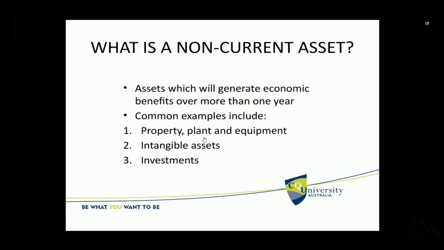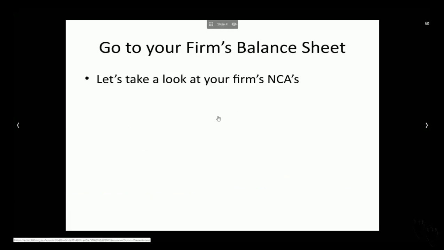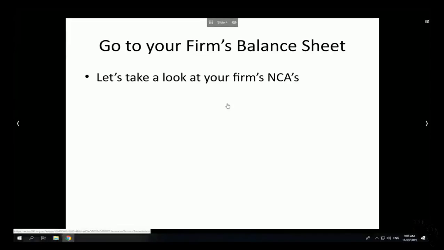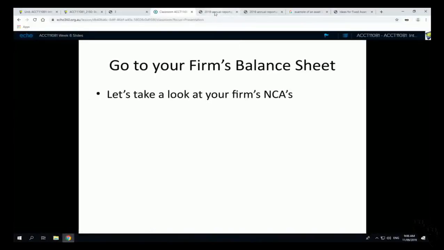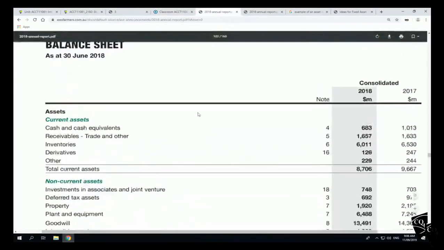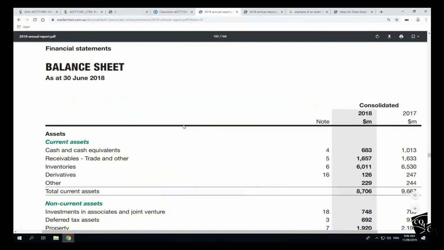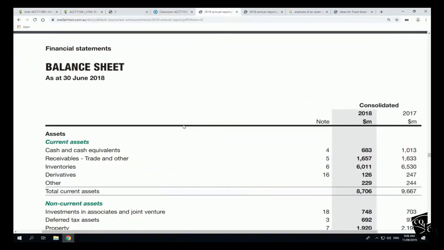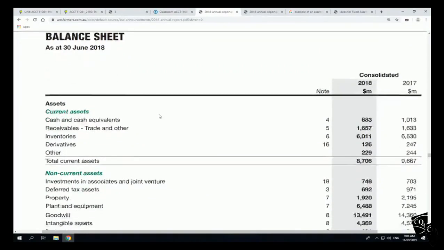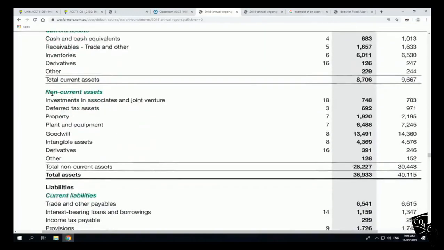And I'll show you Wesfarmers as well. So there are common types. We have a look at your firm's balance sheet. So open them up. I will minimise this and flick to Wesfarmers. I have it all ready to go. I've just opened up their 2018 annual report and their financial statements, straight to the balance sheet. Scroll down to where they have non-current assets.